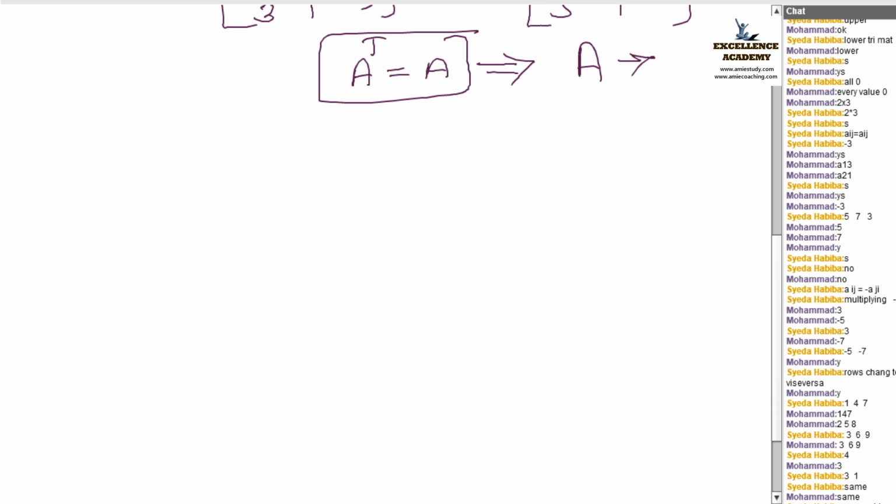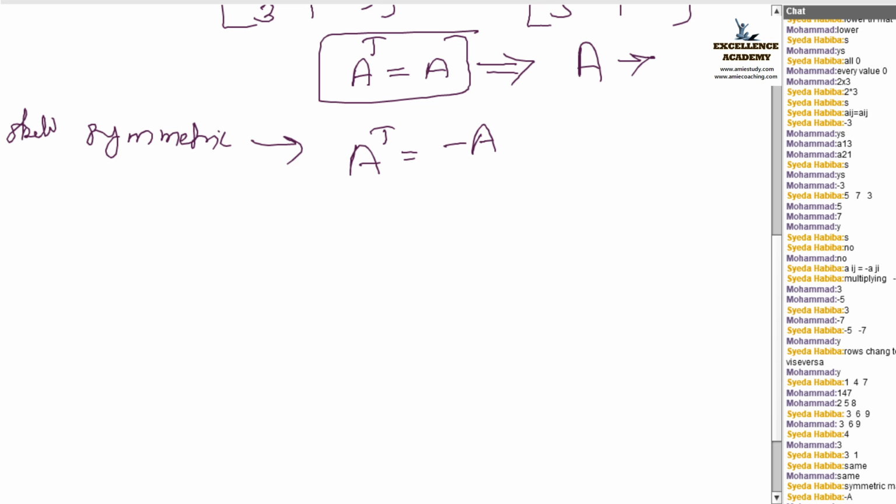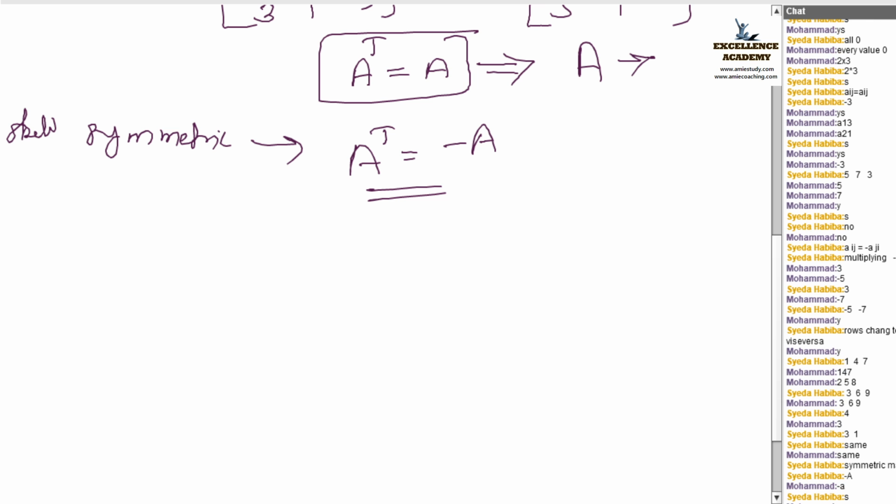Yes, it is a symmetric matrix. Therefore, what will be the condition for a skew symmetric matrix? A transpose is equal to minus A. A transpose is equal to minus A. That will be the condition for a skew symmetric matrix. Okay, is it clear? Okay, fine.